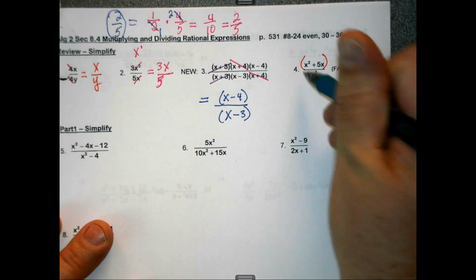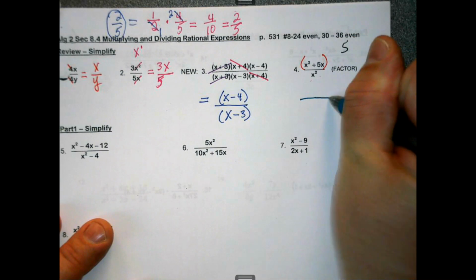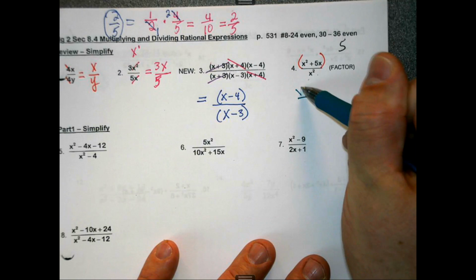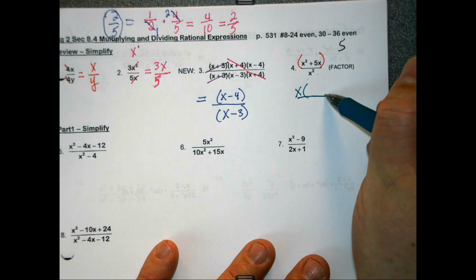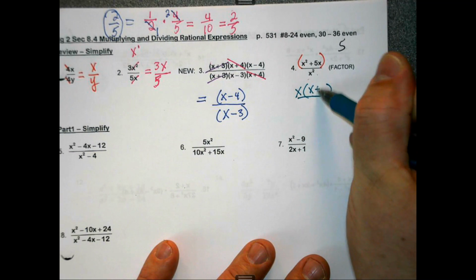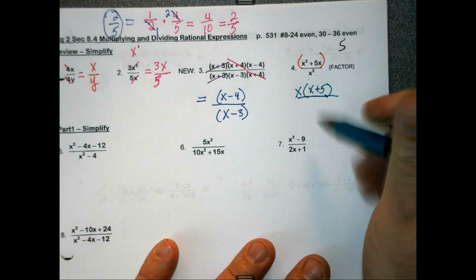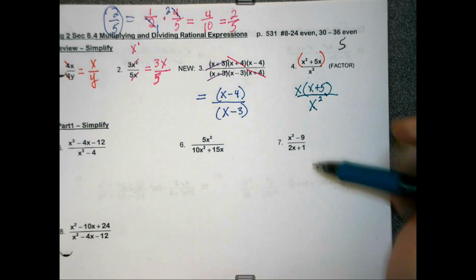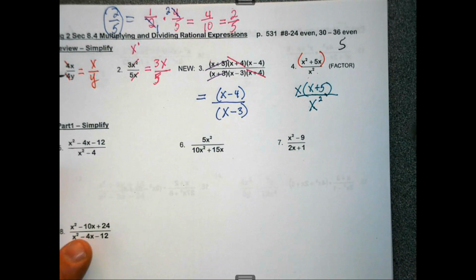Okay. How can I factor that numerator? X. Right, we take out the common term, x. What am I left with? Plus 5 in parentheses. Good. Can I factor out the denominator? No, it's in simplest form. Now what?